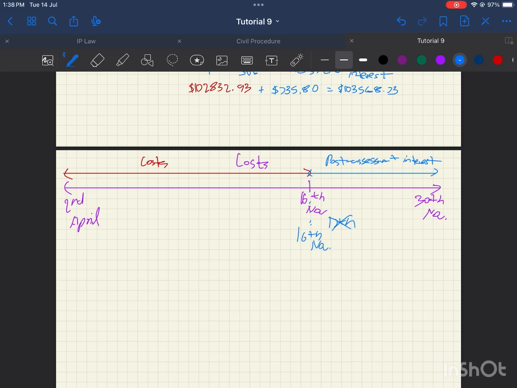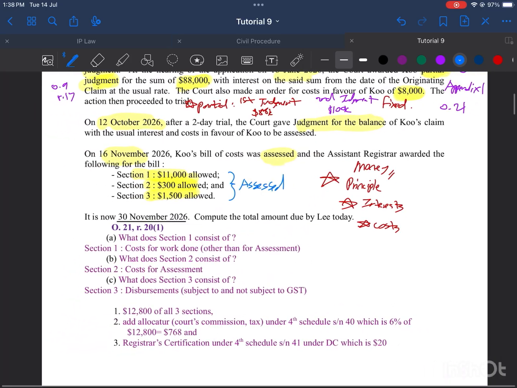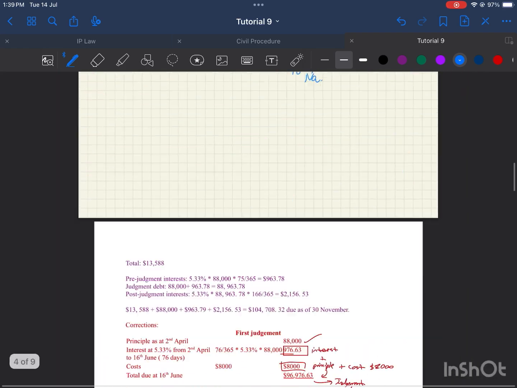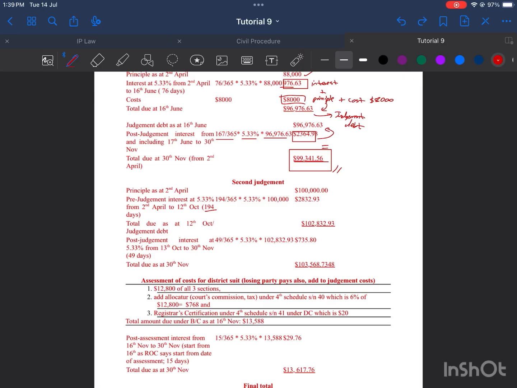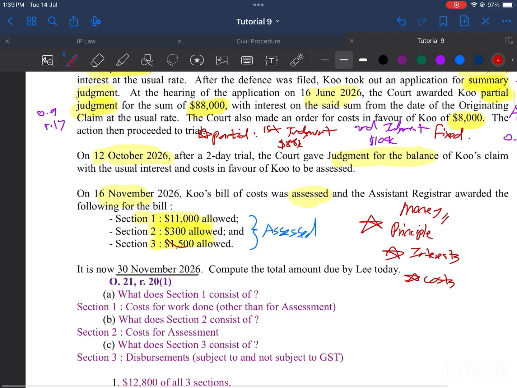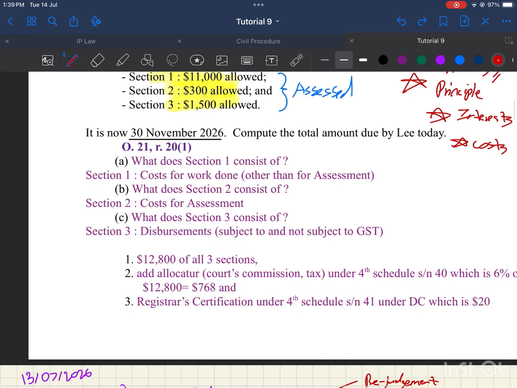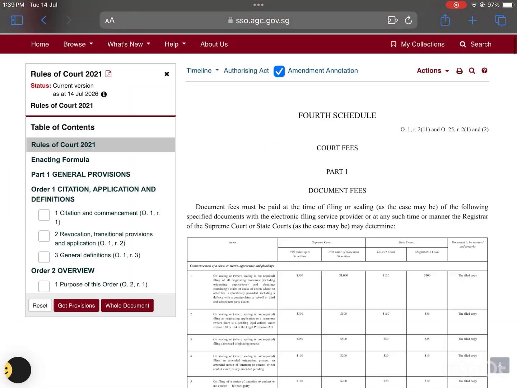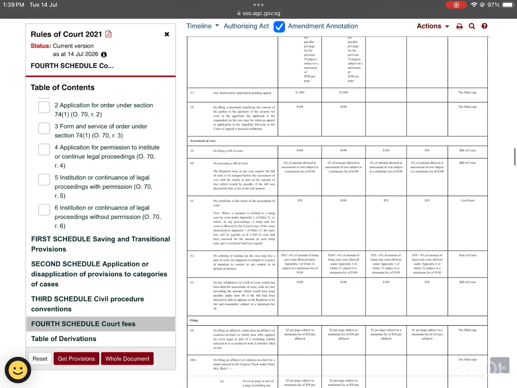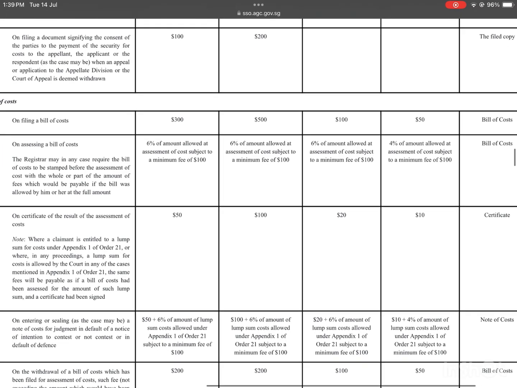So how do you calculate cost, right? The first thing is the three sections, you add them up together, you get 12,800. So let me use red for this. You add all this up together, it's assessed, you get 12,800. Then after that, you add the allocator, which is found in the fourth schedule. It's basically the court taxing the poor fella. You scroll to the fourth schedule, number 40, right? It says district court is 6%. Then you gotta add the registrar certificate of $20 because it's the district court. So those are the two taxes that you gotta add.